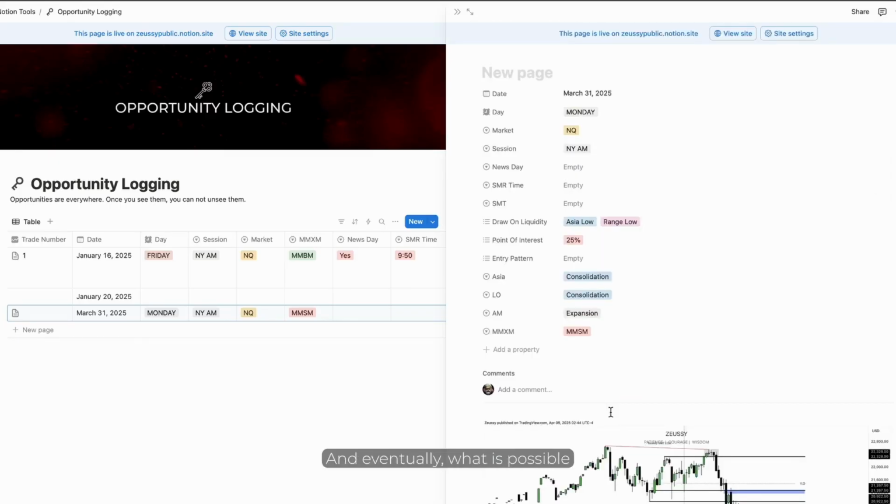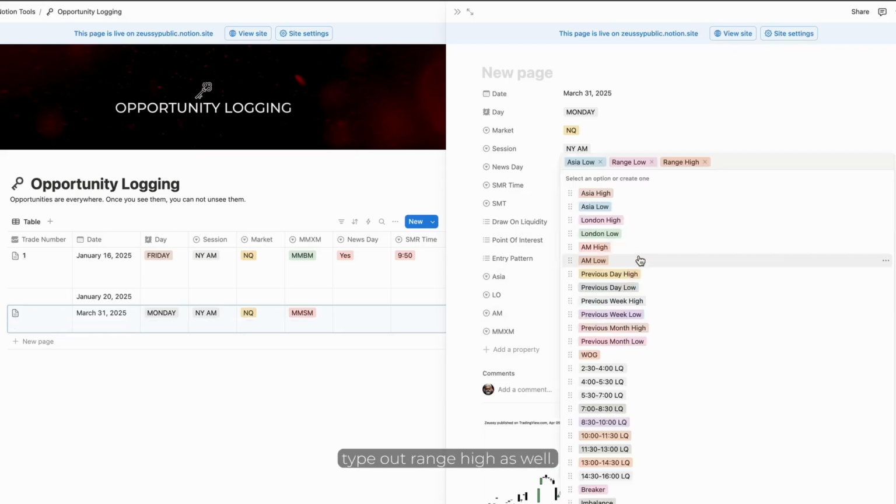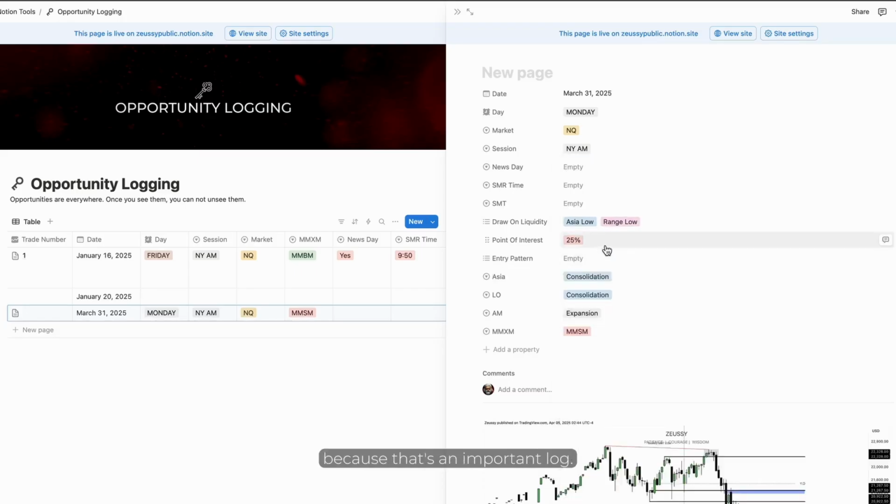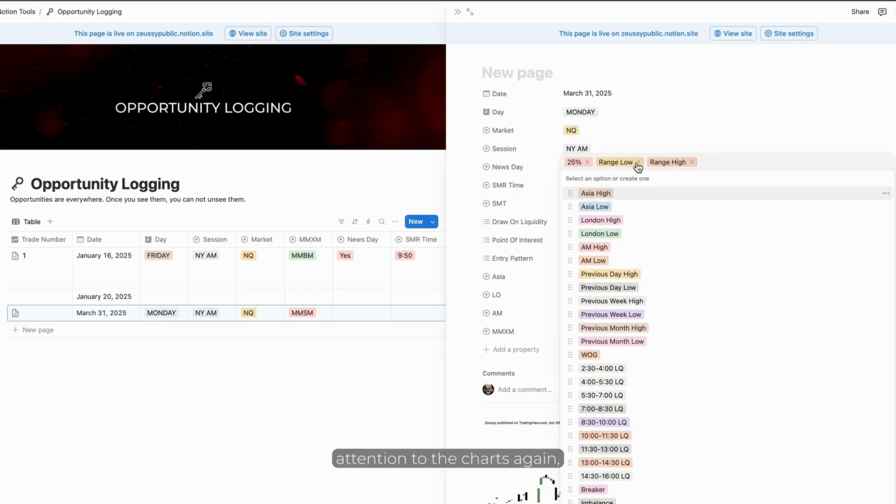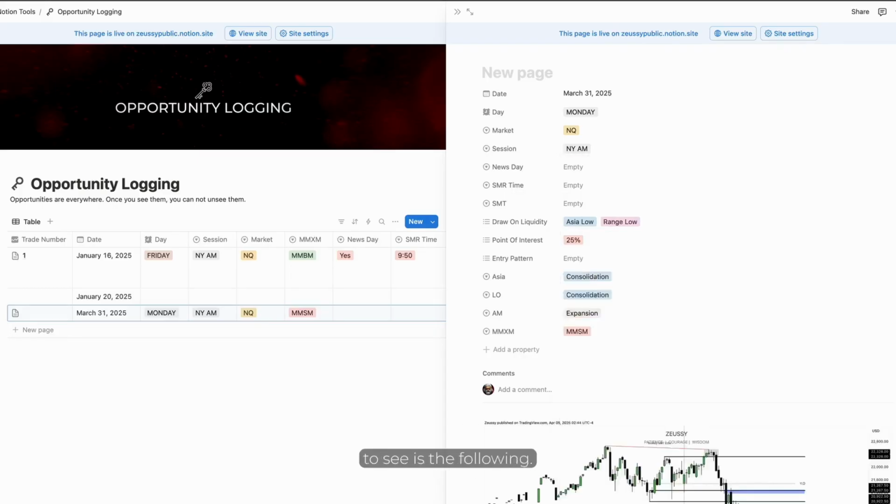And eventually, as we proceed with the future parts of this model series, I will show you how to log more specific variables within these databases, and we might actually add some variables here and there. What I'm just going to do is type out range high as well, and the reason why is because that's an important log. And next, at point of interest, also 75% range low, range high. Now, when we pay attention to the charts again, what I would like you to see is the following.